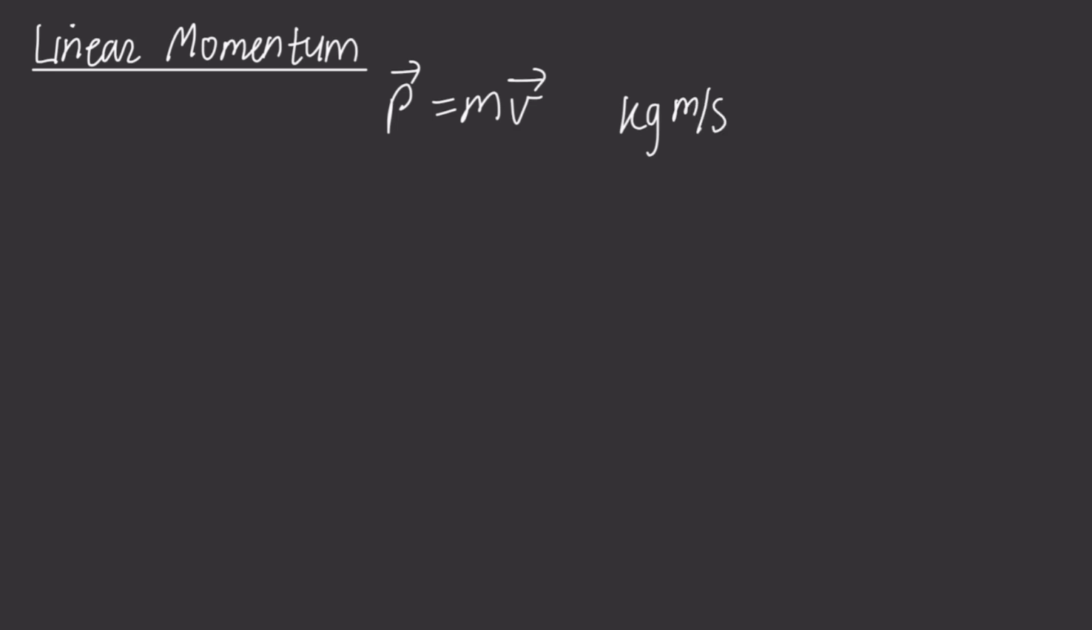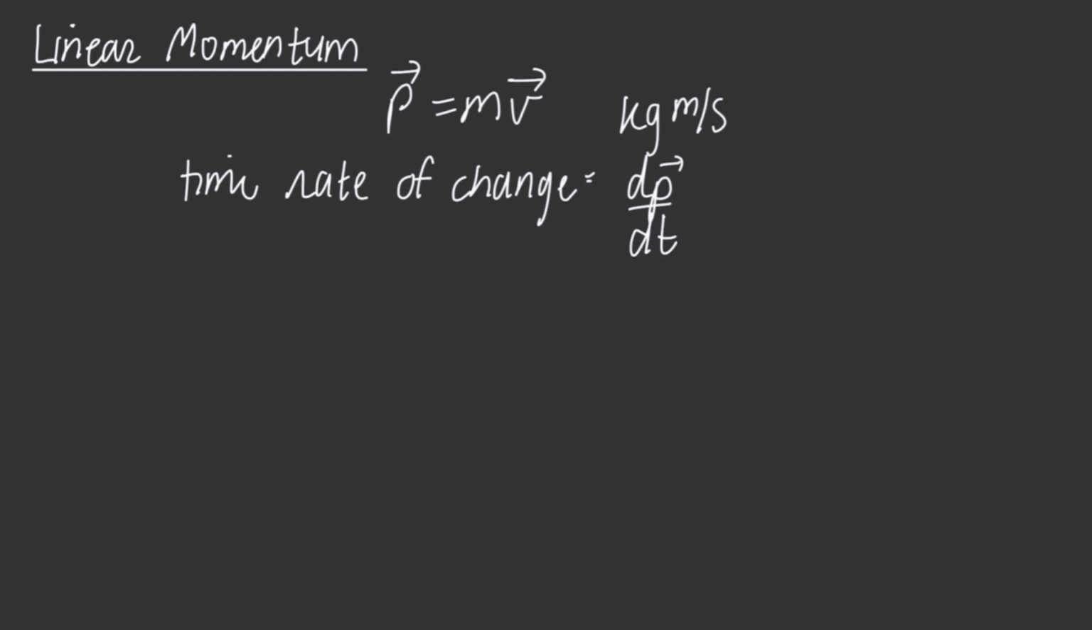Momentum, as I said before, is very closely related to force because Newton can express his second law of motion in terms of momentum, which relates the time rate of change of momentum of a particle. The time rate of change of momentum is dp over dt. So this is our rate of change of momentum with respect to time, and this is equal to the net force acting on the particle, so this is simply F net.